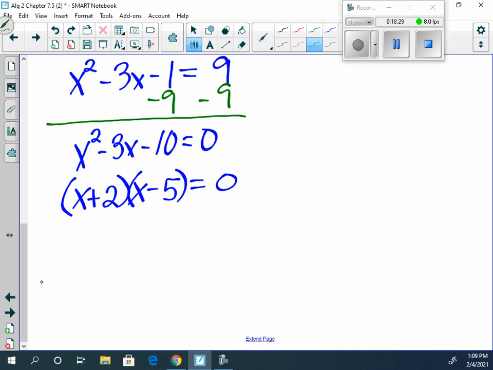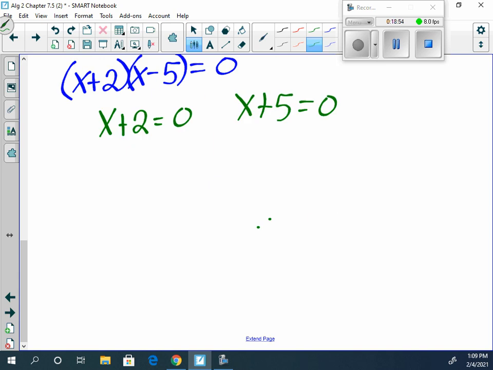Now we're almost done. We need to find out the values of these x, because again, that's what we're trying to solve for. Now our zero product property states that if two or more things are multiplied together and they equal 0, one of them has to be 0. And we can solve from here.